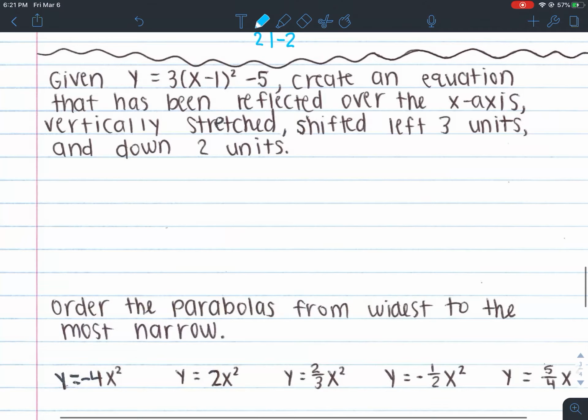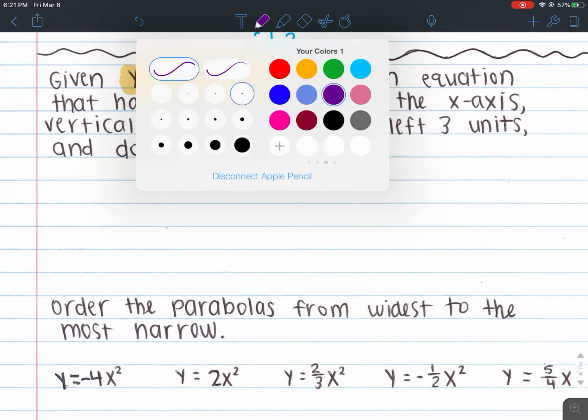Okay, so let's start with this one. Given y equals 3(x minus 1) squared minus 5, create an equation that has been reflected over the x-axis, vertically stretched, shifted left 3 units, and down 2 units. So here, we're not basing this off the parent function. We're basing it off of a function that currently exists. The function that currently exists is this one, okay?